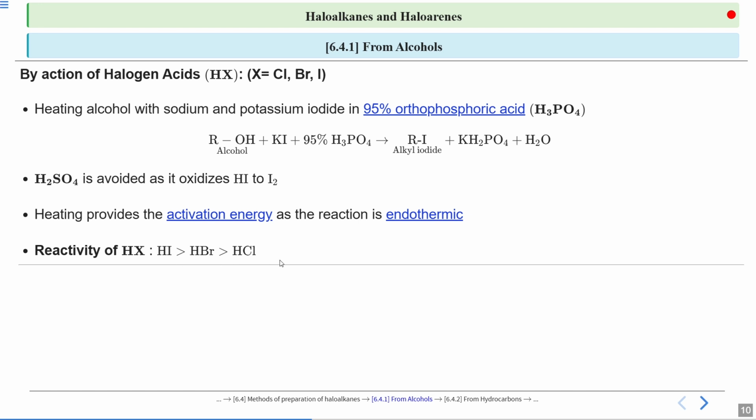This is how hydrogen iodide has the highest reactivity among all three discussed hydrogen halides. And hydrogen chloride has the least reactivity. As you remember, we use zinc chloride as a catalyst with the hydrogen chloride, which makes it the Lucas reagent, right? So HCl has the least reactivity among the hydrogen halides.